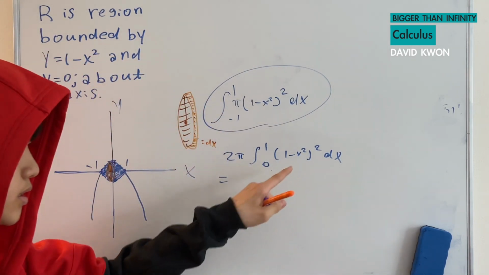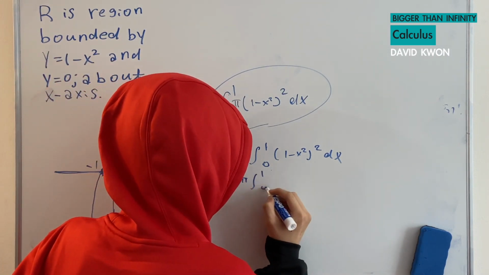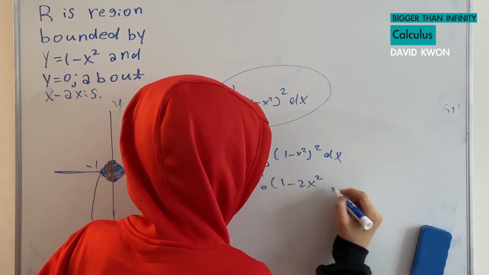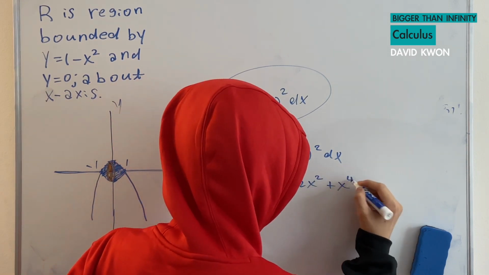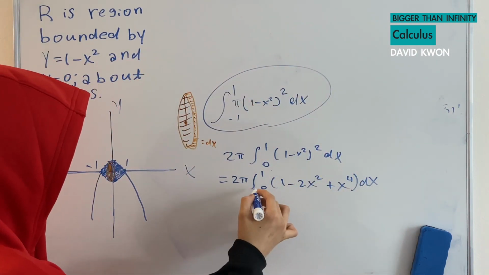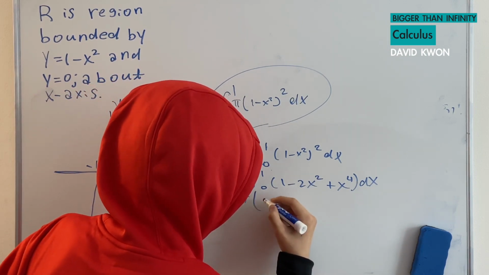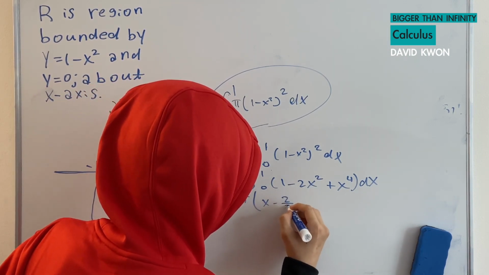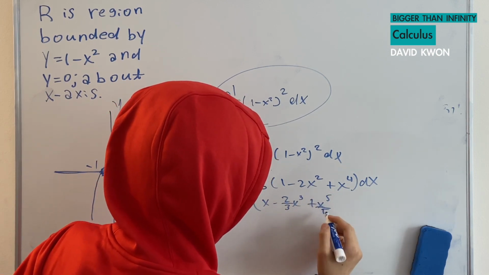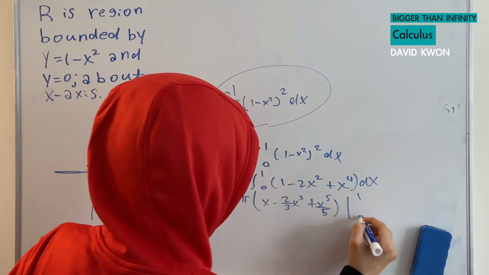So now let's expand this. If we do, we get 1 minus 2 times x to the power of 2 plus x to the power of 4, times dx. And when I integrate this, I get 2 times pi times (x minus 2 over 3 times x to the power of 3 plus x to the power of 5 over 5). And we still have the interval from 1 to 0.